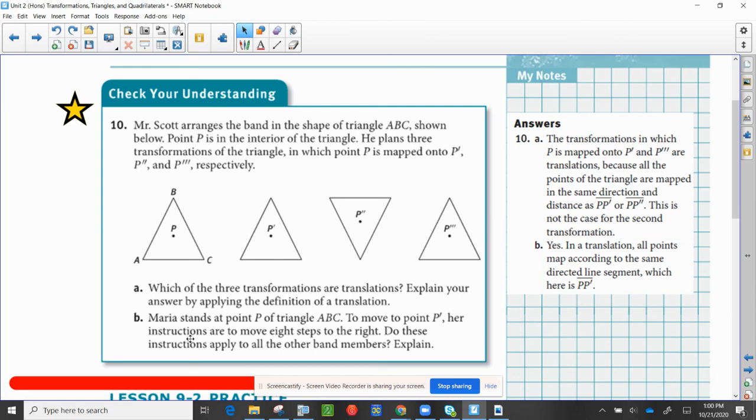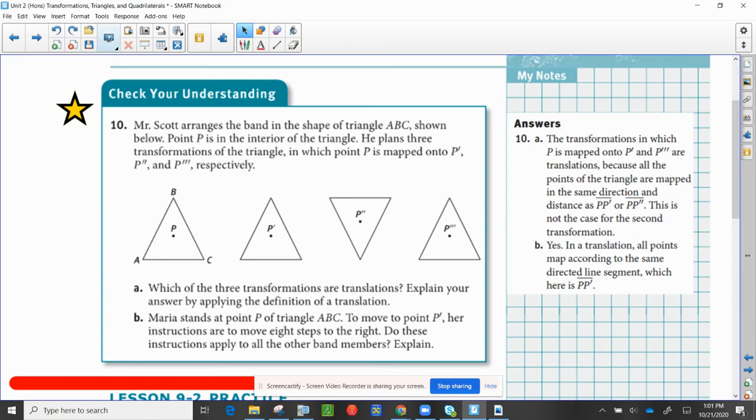It can't just be Maria. Remember, in a translation, everything moves together. So all points are going to move the same direction and across that same directed line path. So if Maria moves 8 steps to the right, so does everybody else in the band.